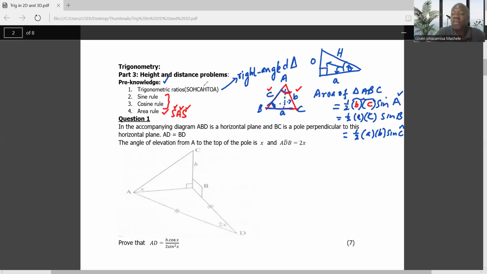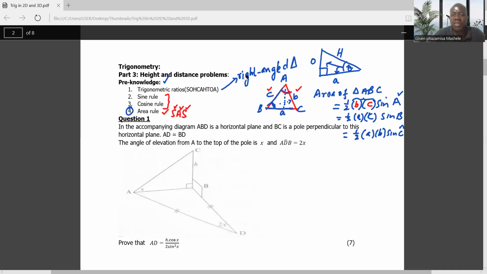Remember, we can also use half base times height. But in terms of this, we usually use the area rule when they say calculate the area. We do not just use it anywhere. We use it only when we are told to calculate the area and we do not have a right angle triangle. Then another thing is the issue of sine rule and cosine rule, and this is one of the easiest.